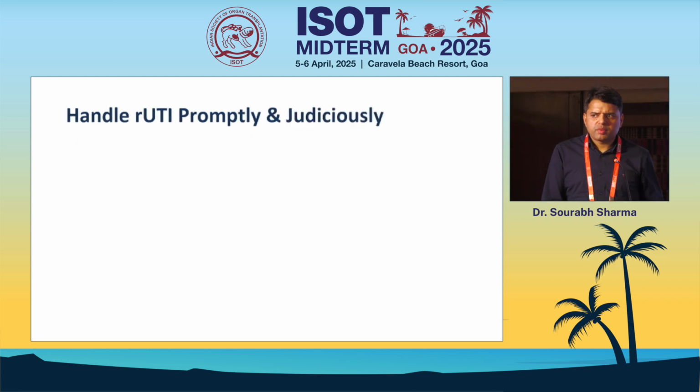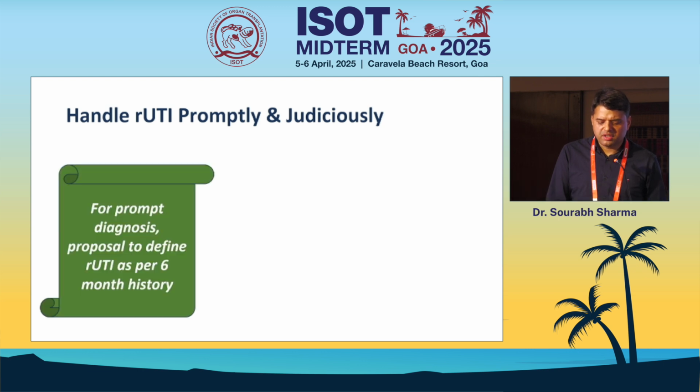As already discussed by the previous speakers, we should promptly treat the recurrent UTI, and there should be judicious treatment for recurrent UTI. And for that, we propose that for prompt diagnosis of recurrent UTI, rather than taking 1 year of the standard timeline, we should decrease it to 6 months. So whenever there are more than 2 infections in 6 months, we can take it as recurrent UTI. That will help early detection of recurrent UTI, and early treatment can help reduce the MDR risk.